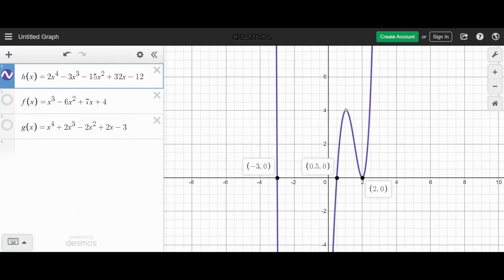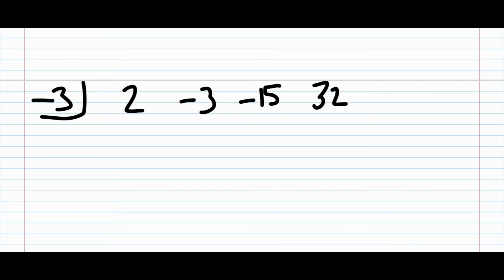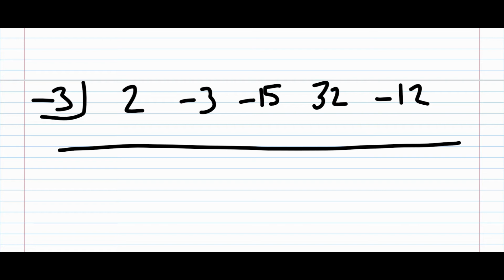And then -12. So synthetic division, I'm going to bring this leading coefficient down, and then I'm going to multiply, and then I add these two values together to give me -9. Multiply again.